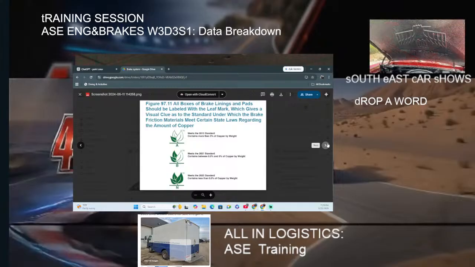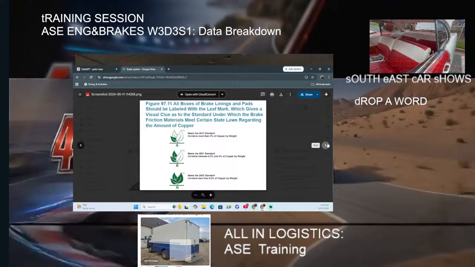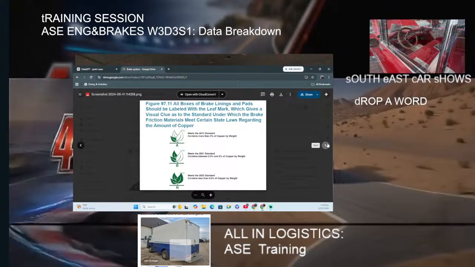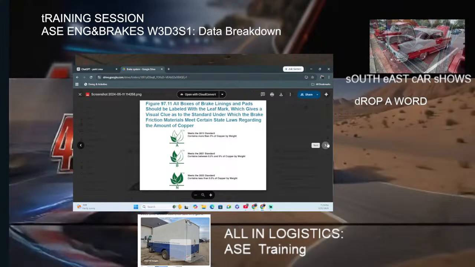So when you look at A, when it only has one leaf, it meets the 2015 standard, contains more than 5% copper by weight. If it has the two leaves that are filled, or B, it meets the 2021 standard, contains between 0.5% and 5% copper by weight. And then if it is all three, it meets the 2025 standard, contains less than 0.5% copper by weight. And that'll be an N.